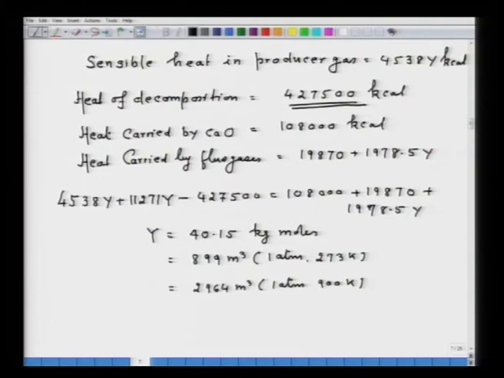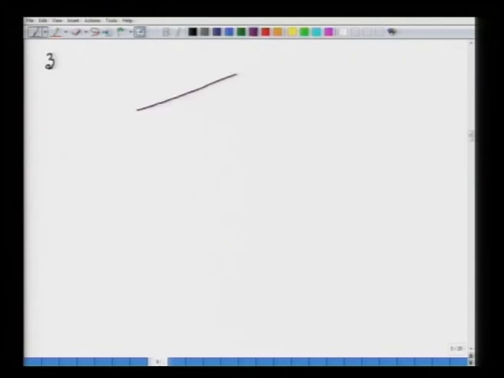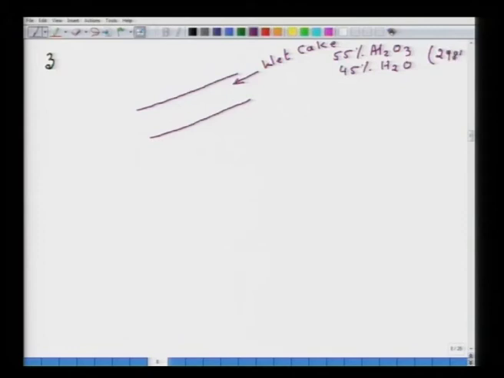In problem number 3, we have a rotary kiln. This is a rotary kiln. Now, in the rotary kiln, the flow is counter current. So, here wet cake, which contains 55% Al2O3, 45% H2O. Now, this H2O is, mind you, chemically combined and it enters at 298 Kelvin.